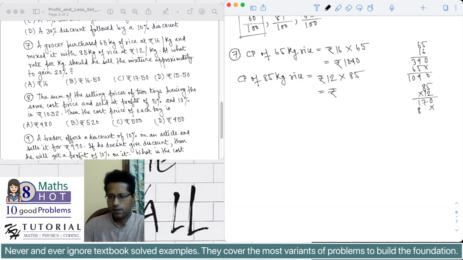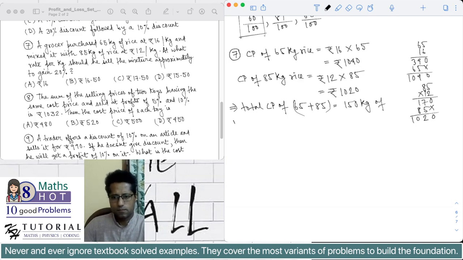170 multiplied by 85 is 1020. This implies total cost price of 65 plus 85, which is 150 kg of mixed rice. So total cost price of 150 kg of mixed rice is equal to rupees 1040 plus rupees 1020.